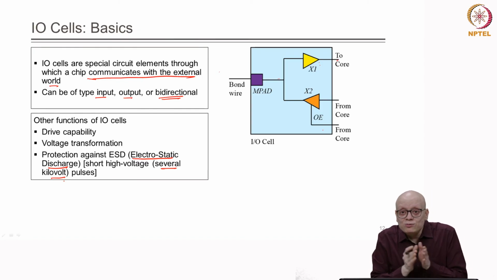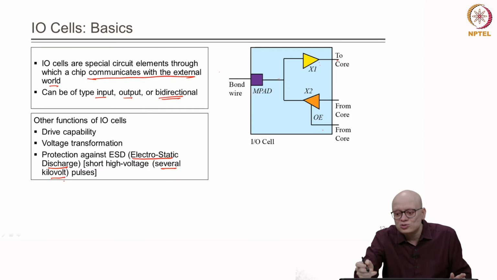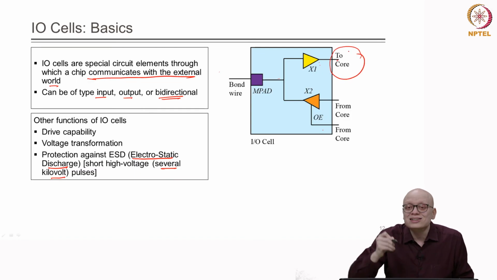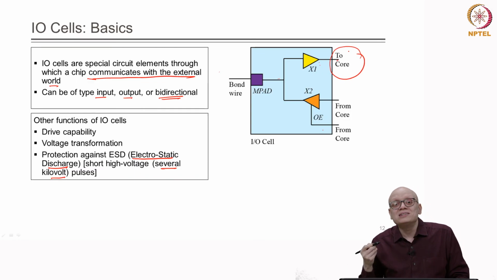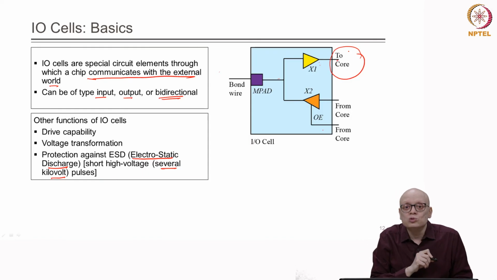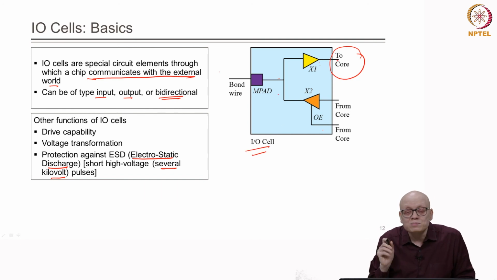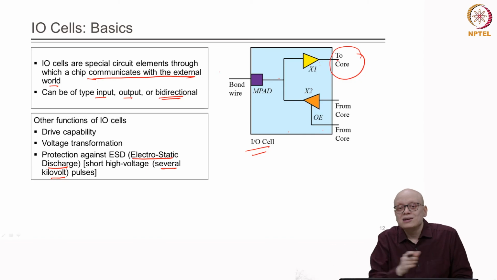If we allow that very high voltage to go to our core circuit, our core circuit element gates, those transistors may get damaged. So, the IO cell will have some circuit element, not shown in this figure, to prevent the electrostatic discharge from penetrating and reaching our core circuit.